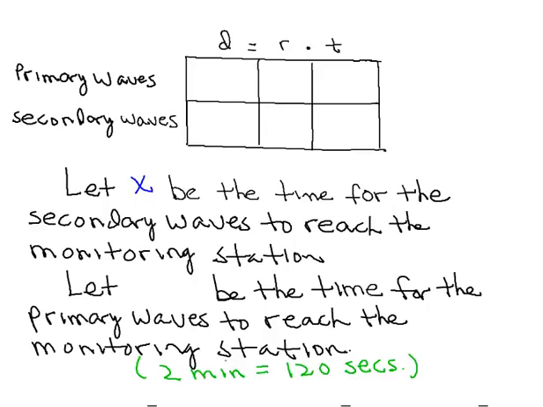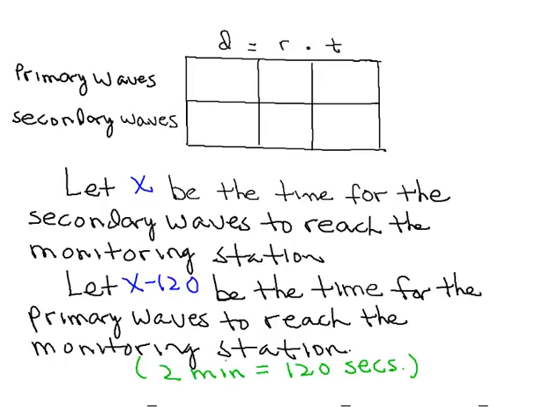And we're told in the problem that the primary waves arrive 2 minutes before that, so the time for the primary waves will be 2 minutes less than that. But remember, we want the units to be all expressed in terms of seconds, and we know that 2 minutes is equal to 120 seconds. So we can then say that the expression for the time for the primary waves to reach the monitoring station will be then x minus 120.